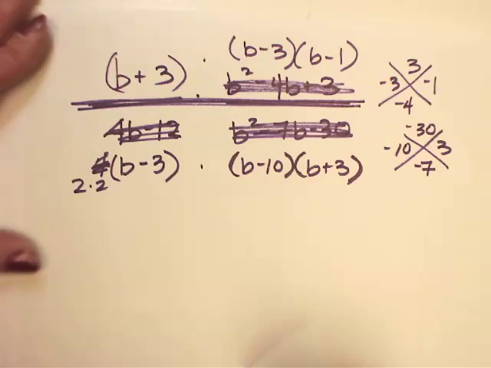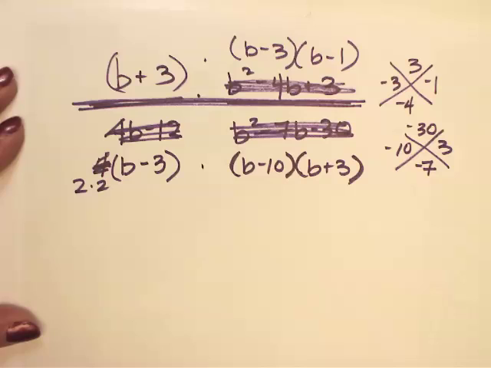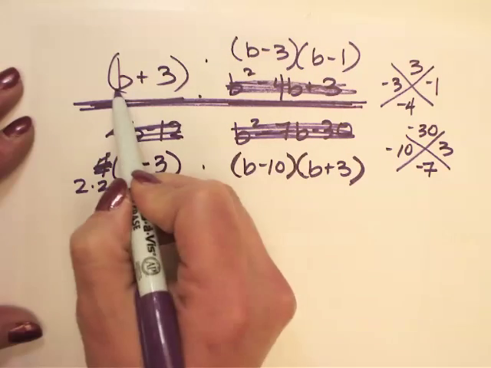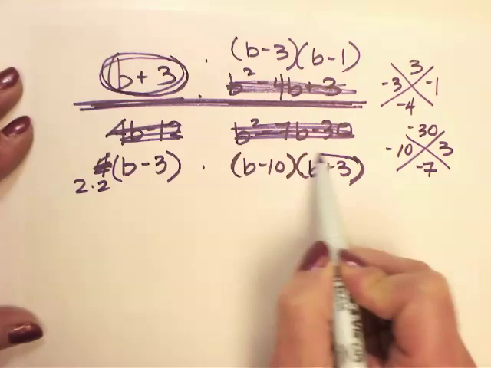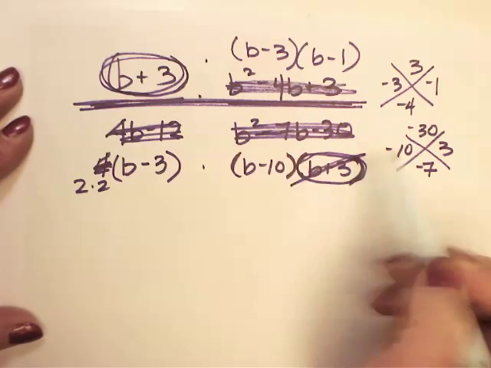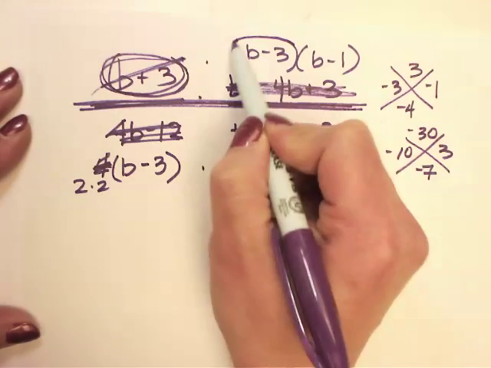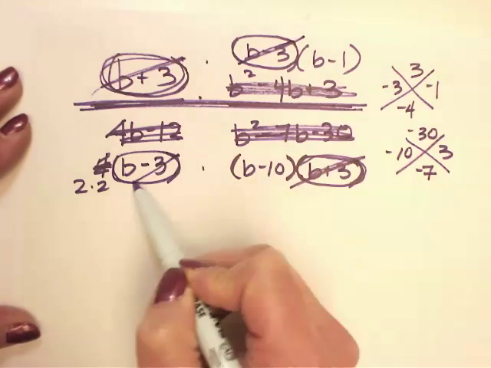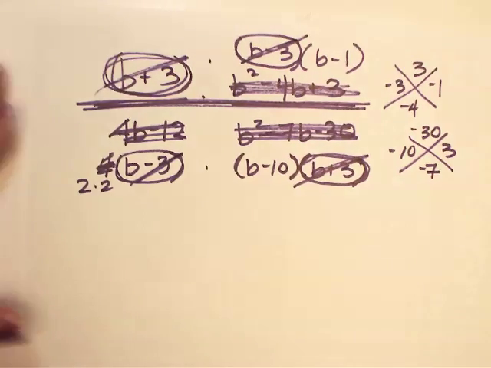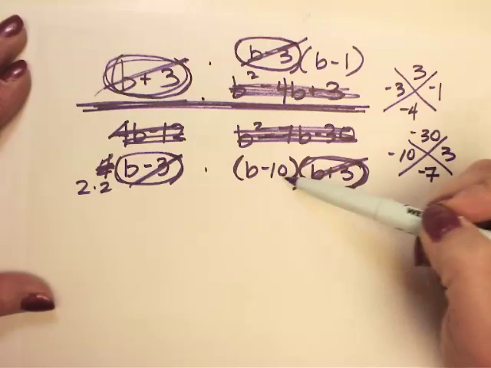So which wrapped up pieces can I cancel? Well, if you take a look, I've got a b plus 3 here, and it's the same as this b plus 3 down here. So I can cancel out these two bubbles. Any other factors that you see are the same? I see a b minus 3 and another b minus 3. So I'm going to cancel these out. And then I don't see any other ones that are the same. I have b minus 1 and b minus 10.